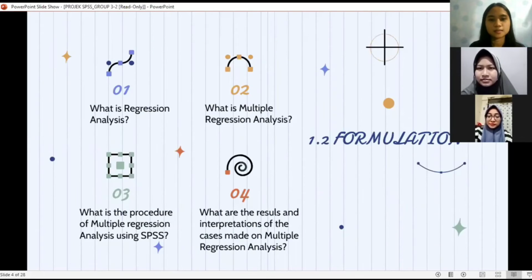Okay, next is formulation. There are formulation. The first is what is regression analysis. The second is what is multiple regression analysis. The third is what is the procedure of multiple regression analysis using SPSS. And the last is what are the result and interpretation of the case made on multiple regression analysis.